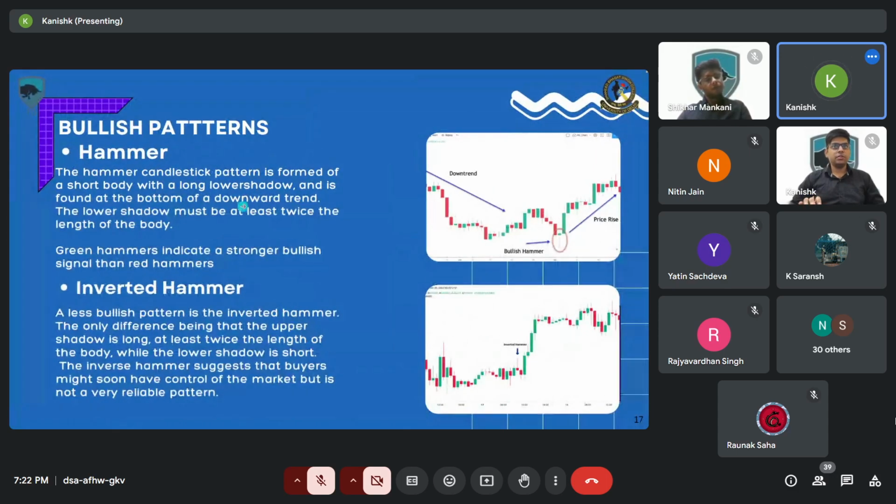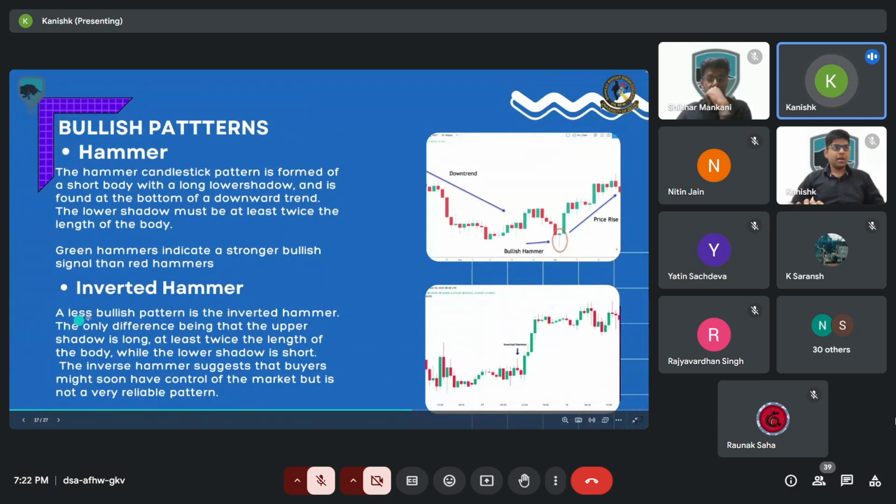The second one is the inverted hammer. A less bullish pattern is viewed as an inverted hammer. The only difference is that the upper shadow is long, at least twice the length of the body, while the lower shadow is short. The inverted hammer suggests that buyers might soon have control of the market, but it's not a very reliable position.